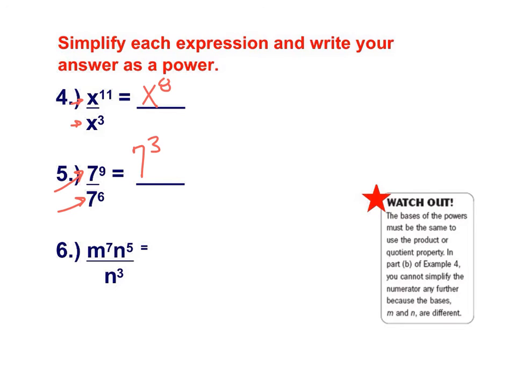Number 6, we have m to the 7th times n to the 5th divided by n to the 3rd. Notice here we have a part of a division problem. Both of the n's are the same bases, so we can subtract and we get n to the 2nd. Now that m to the 7th just remains as part of our answer. We don't get rid of it. We don't subtract it with the other ones because it has a different base. We just keep it there as part of our answer.